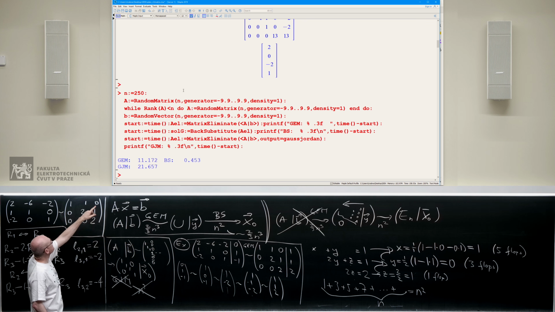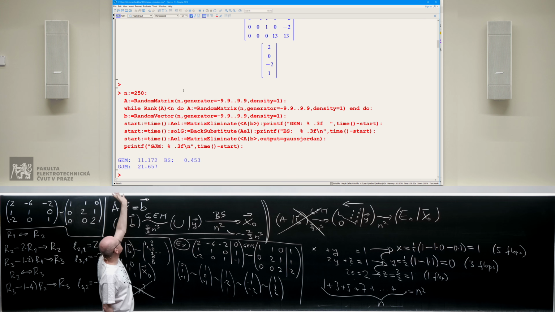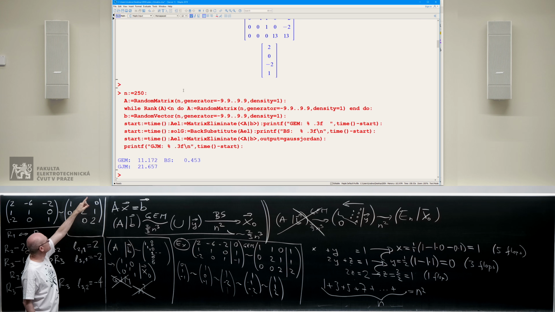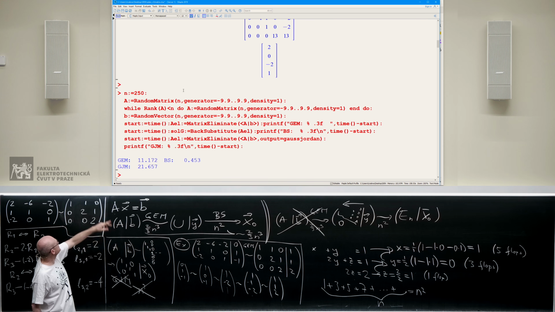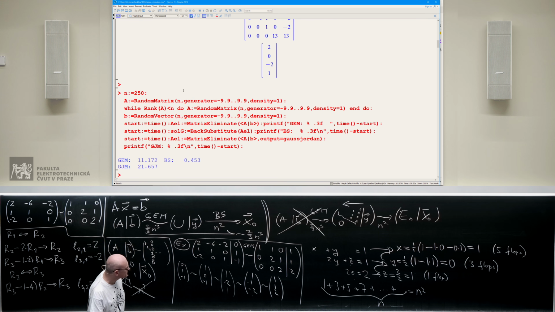Do we see some answers? Yes. Well, okay, let's have a look at it. Elimination took 11 seconds. Backward substitution, half a second, so it's negligible. So let's talk about 11 seconds for this recommended method. And the high school approach, identity matrix, took 21 seconds. Yeah, I think it's clear which way we want to go.